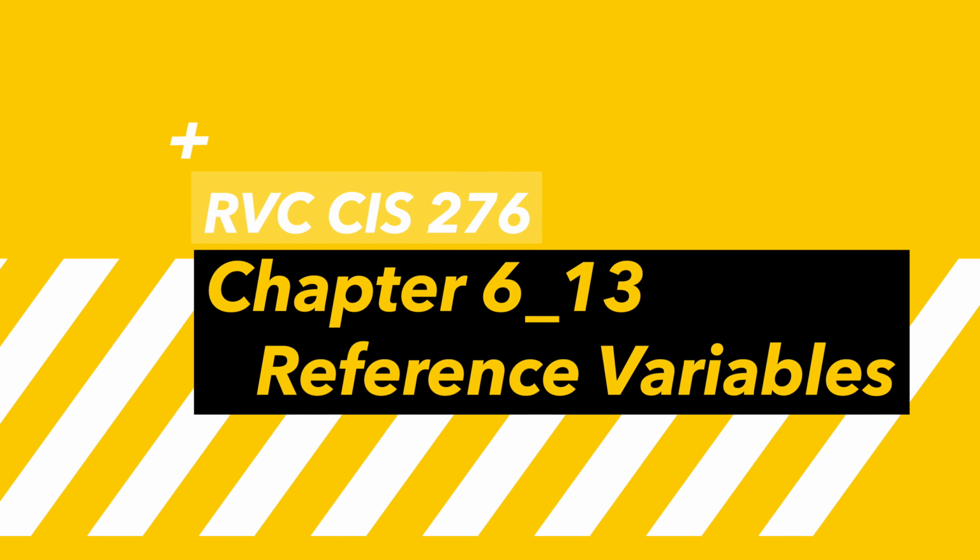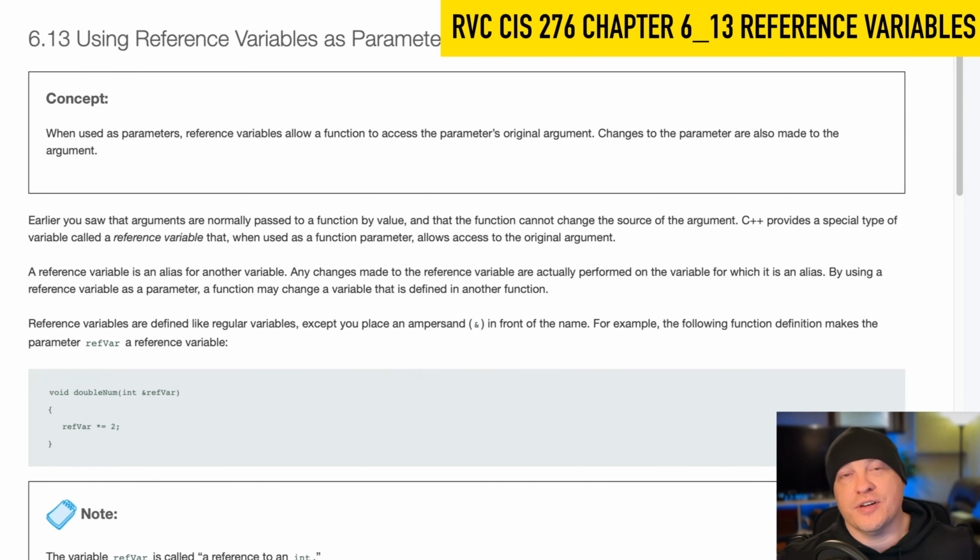Continuing on here in chapter 6, we have the idea here on page 354, section 6.13, of using reference variables as parameters. And just by a little bit of a recap, so we can see the distinction between the two, a reference variable and, in 6.5, a value passed by value.